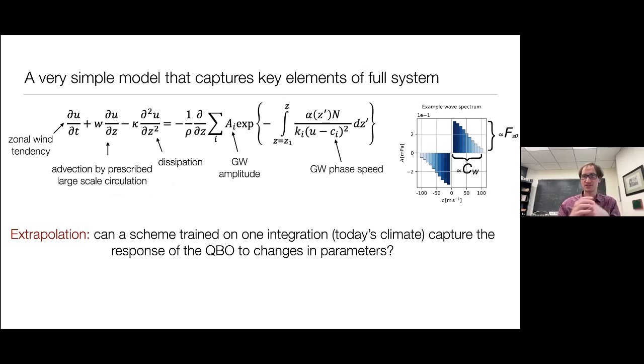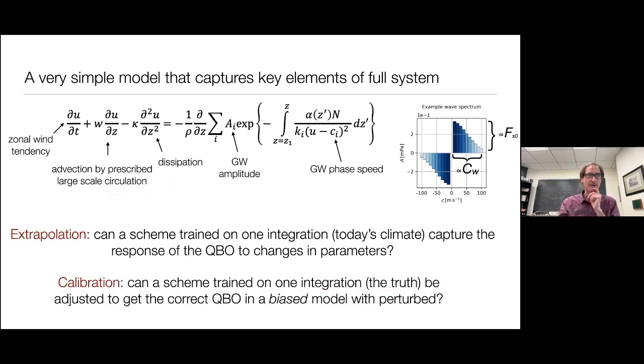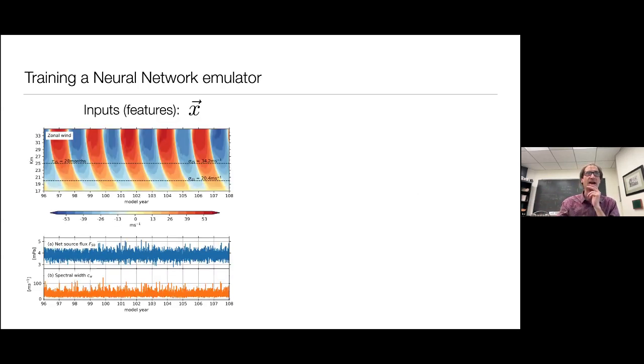So Ofer Shamir, who is the first author on this work, was interested in: can you train a scheme on today's climate, and then how can you capture the response of the QBO to changes in the parameters, focusing on the amplitude and spectral width? And then the flip of that is calibration. Okay, so if I train on the true model, now I'll give you a biased model where some of the parameters are wrong, to represent problems in a complete model. How do I fix it? And I'll give an example of both because it turns out they're so related.